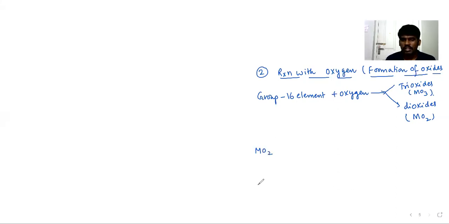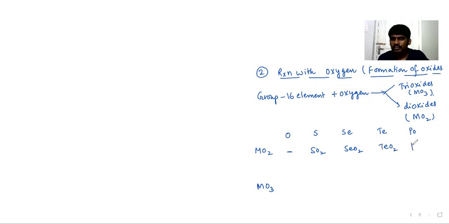MO2 dioxides type, MO3 trioxides type. If I give it for oxygen, sulfur, selenium, tellurium, polonium, here oxygen itself is a major element involved in formation of oxides. That's why we won't take it here. SO2, SeO2, TeO2, PoO2. But we don't have PoO3.